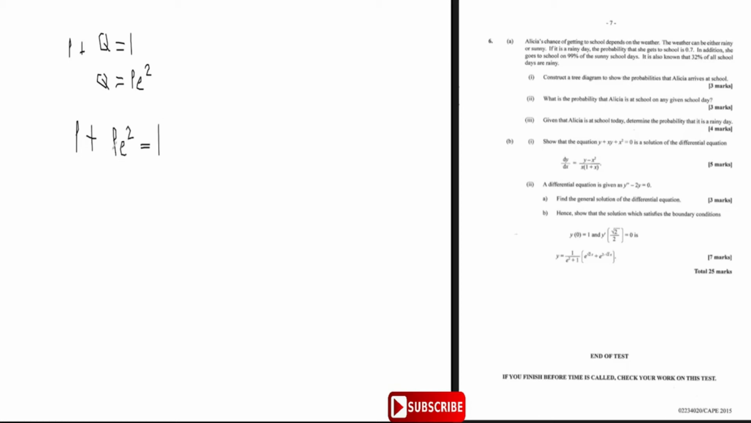How can I solve for P now? Since both of these have P, I'll factor out P, and I'll get P times (1 plus E squared) is equal to 1. And so I divide through by that now. And so P is equal to 1 over 1 plus E squared. Since this is P, remember Q is P times E squared. And so Q is going to be E squared over 1 plus E squared.